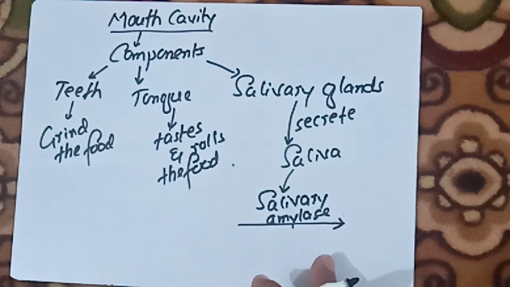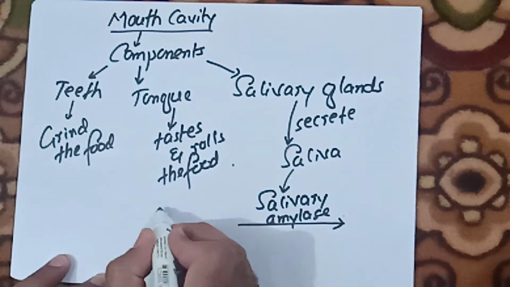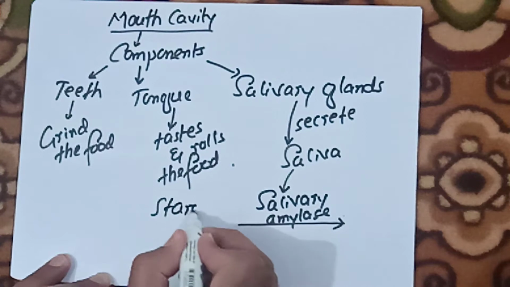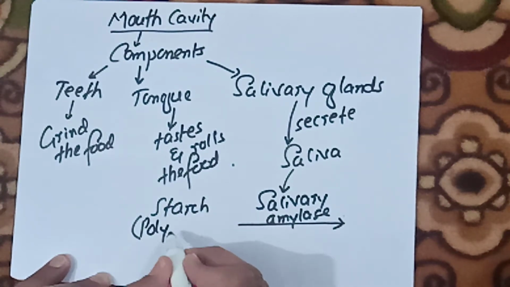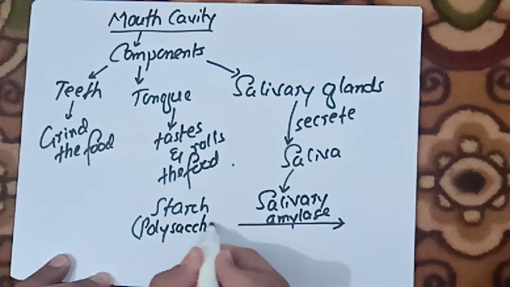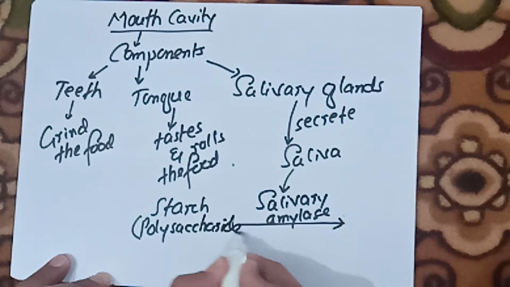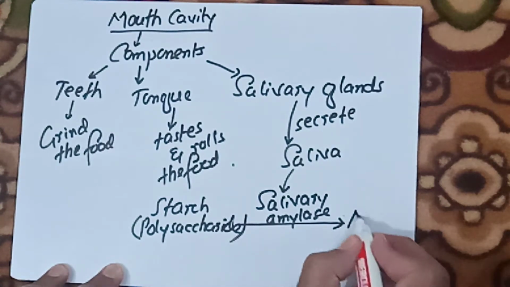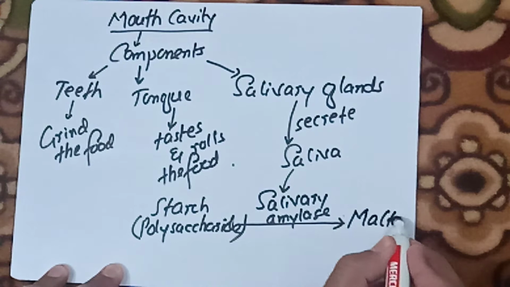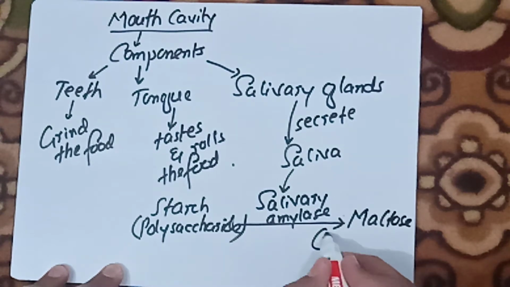Whenever we take food, it normally contains starch, which is a polysaccharide. So this starch, which is a complex carbohydrate called polysaccharide, will be converted into maltose, which is basically a disaccharide.